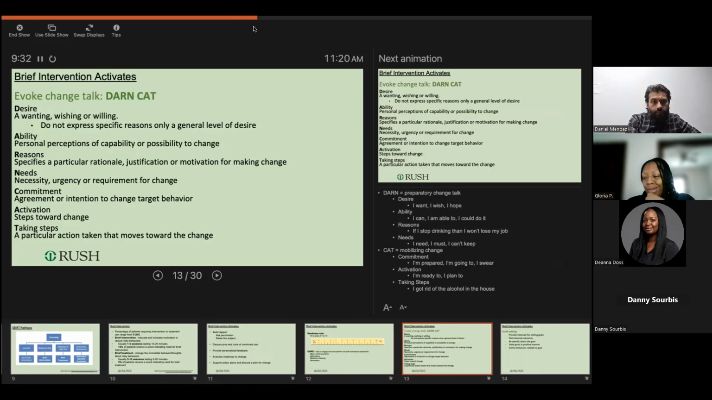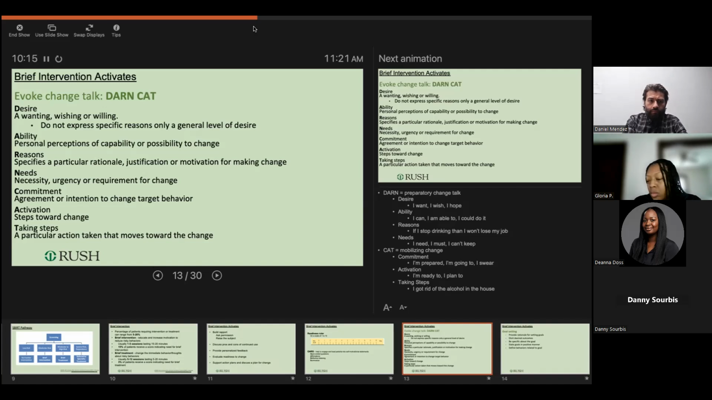So brief intervention also activates DARN CAT. This is change talk. DARN stands for desire, ability, reasons, and needs, and CAT stands for commitment, activation, and taking steps. The D is desire, a wanting, wishing, or willing. These do not express specific reasons, only a general level of desire. So I want to, I wish, I hope. And then ability is the personal perception of capability or possibility to change. So I can, I am able to, I could do it.